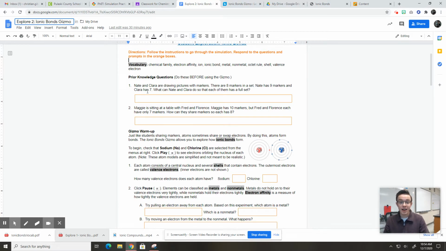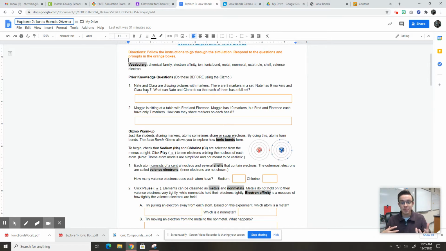If Nate has 9 and he tries to put the markers back into the box that holds a set of 8, it's not going to fit, right? There are too many. If Clara has 7 and she tries to put all her markers back, she doesn't have as many as she should. So Nate could just give her a marker and then they would both have a full set. This is just like ions do.